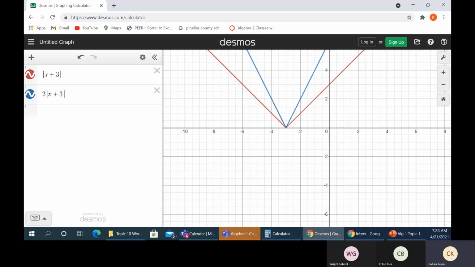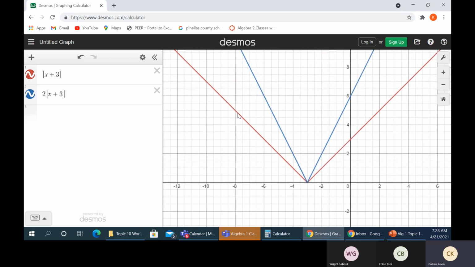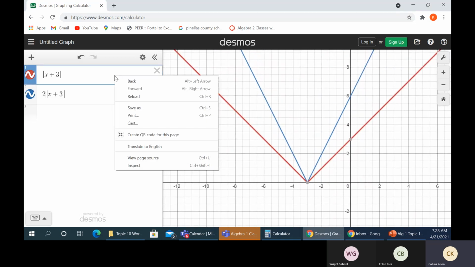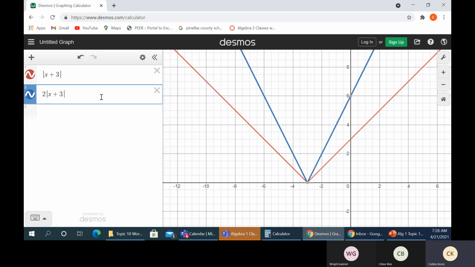and you see what happened there. The graph, let's bring it down here a little bit so we can see it better. The graph of the original guy in red is now going up twice as fast. So think of it like you grabbed a hold of the red graph and pulled it up, and it becomes the blue graph because it's going up twice as fast. So this would be considered a vertical stretch.